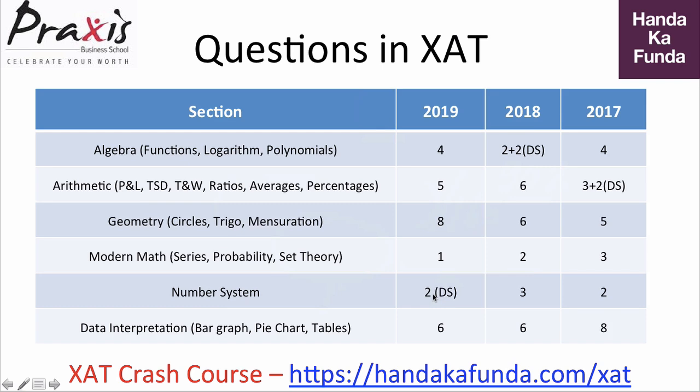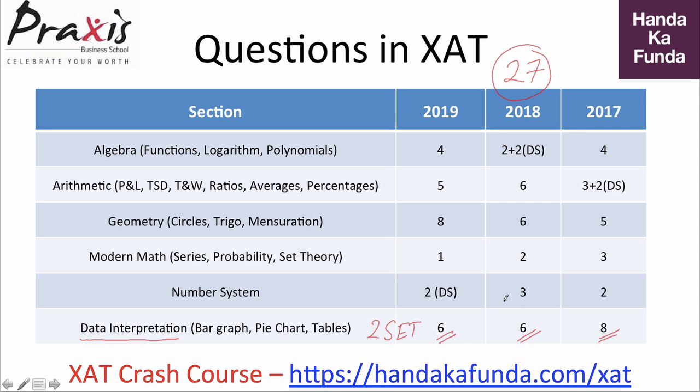And now let's have a look at the distribution of the questions in XAT. So over the last 3 years, the total number of questions has remained static at 27. This includes the questions which are on data interpretation. Data interpretation is typically 2 sets, and those 2 sets could be of 3 questions each, like 2019 or 2018, or they could be of 4 questions each in 2017.